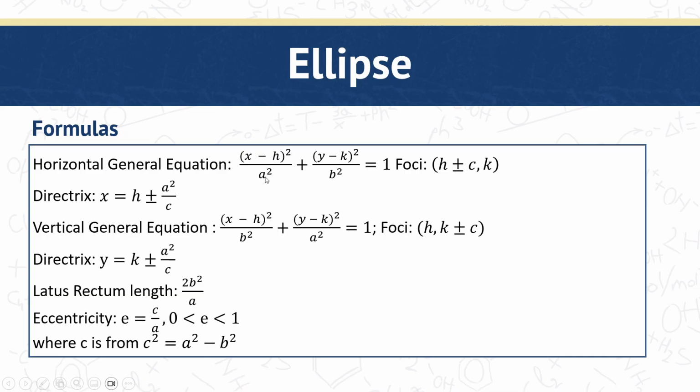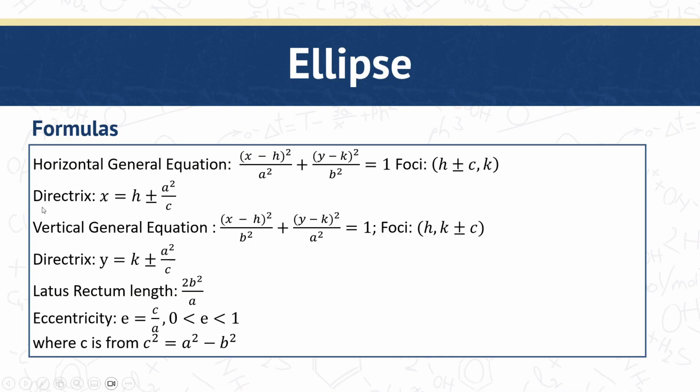Now you might be wondering what are all these new letters. Like we discussed earlier, h and k are used for the center. So that's still the same here, h and k. Now what are a and b? A and b here are the major axis and the minor axis of the shape.